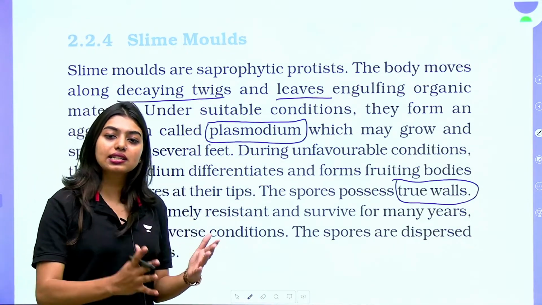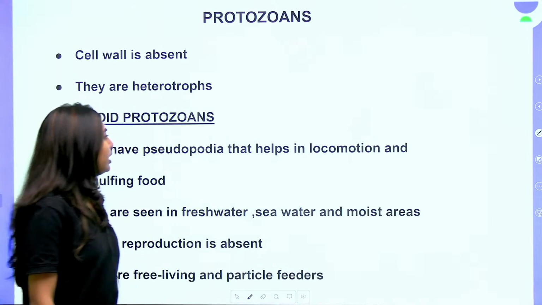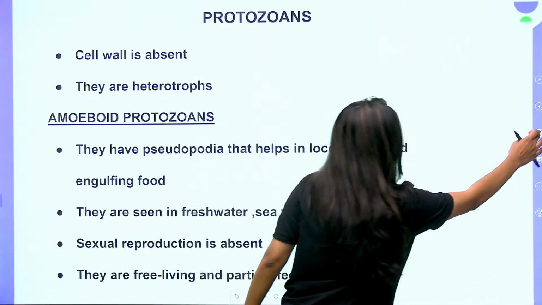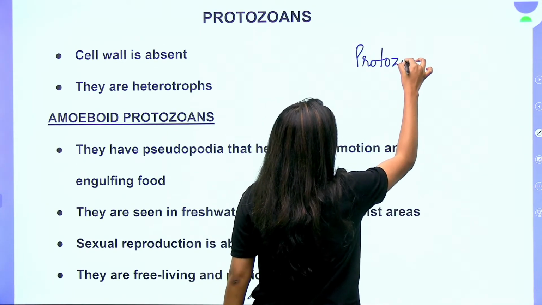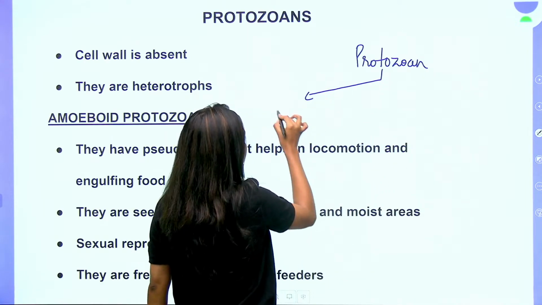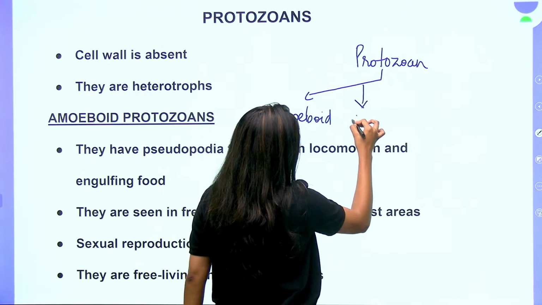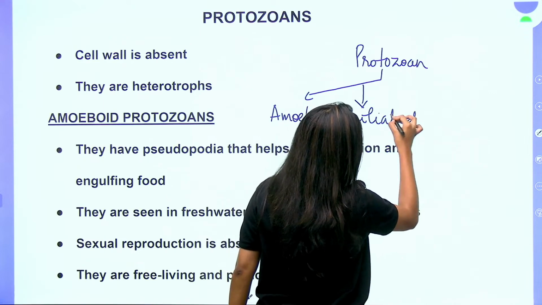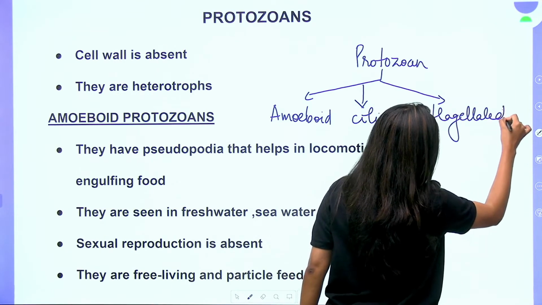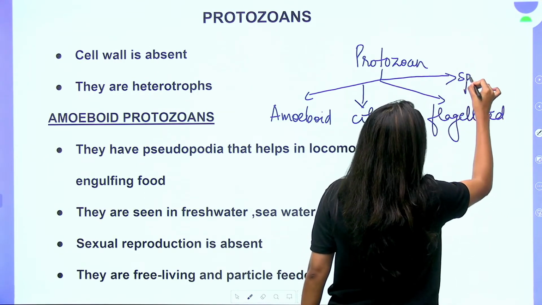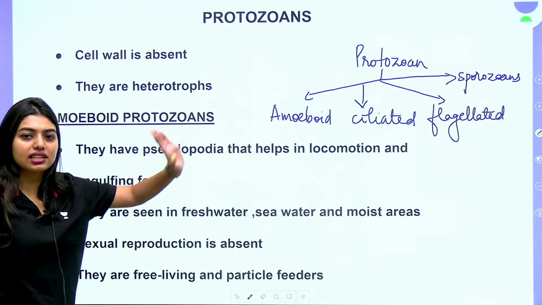Now, the last protista that we have to study is your protozoan, right? Under protozoan, you have amoeboid, you have ciliated, you have flagellated, and the last you have sporozoans. Now students, half of the answer is in the name only.